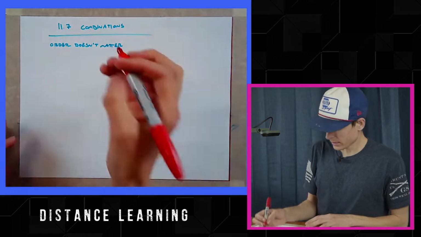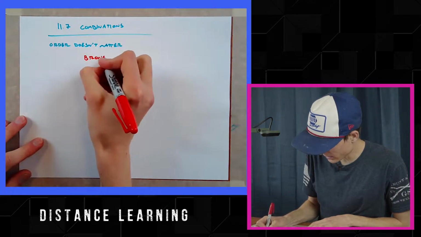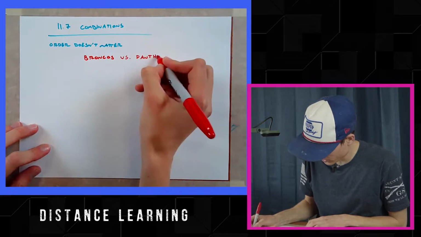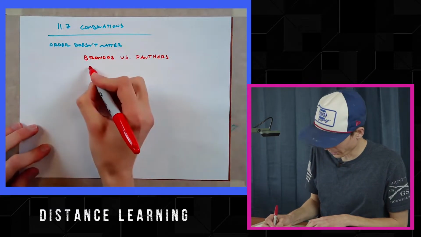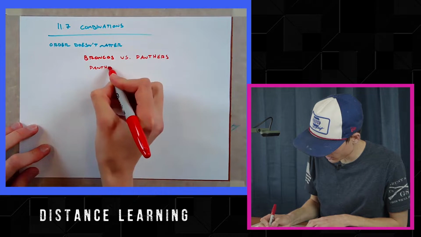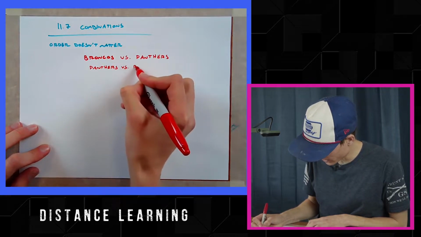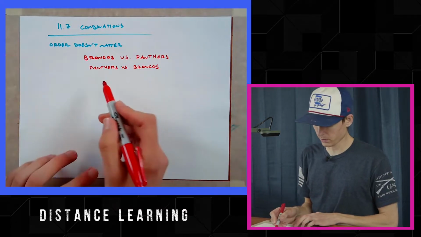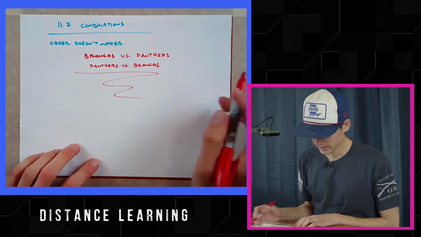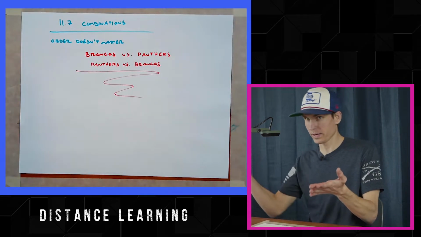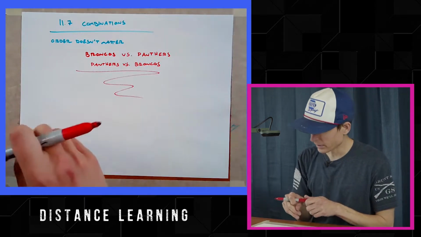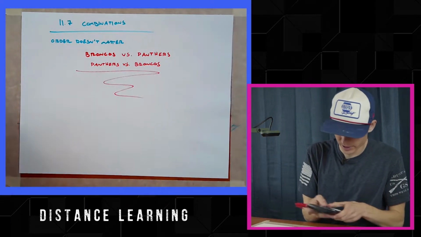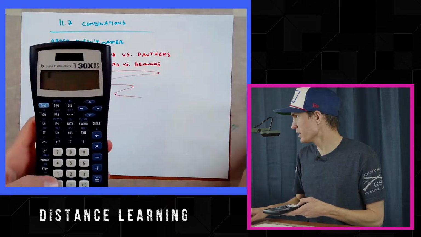Order doesn't matter. So for the Super Bowl, it doesn't matter if it's the Broncos versus the Panthers, or the Panthers versus the Broncos. These are the same Super Bowl. So the order doesn't matter. It doesn't matter if it's Broncos Panthers or Panthers Broncos. So if order doesn't matter, you do combinations.